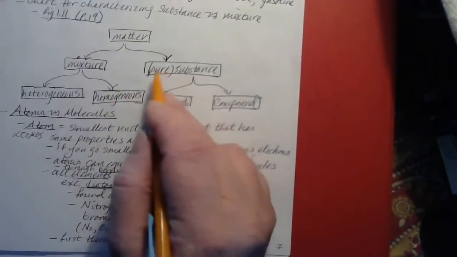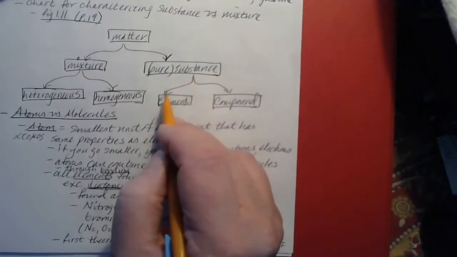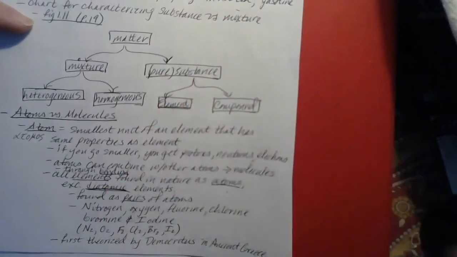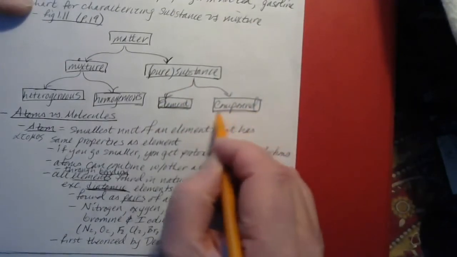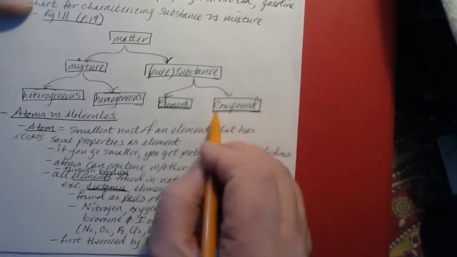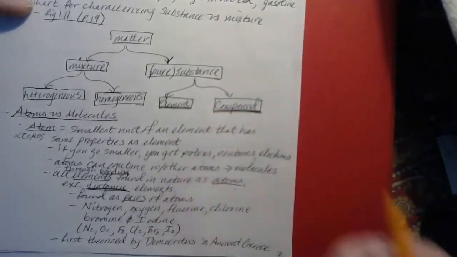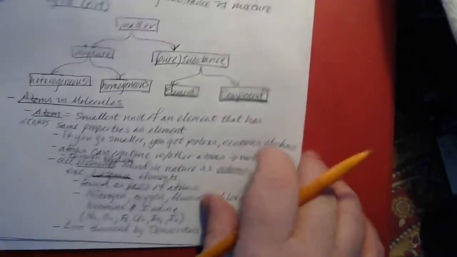For the pure substances, if it's a small, simple substance that cannot be broken down by chemical means into anything smaller or simpler, then that is an element. Also, if it's in the periodic table, it's an element. And if it's a pure substance that can be broken down into smaller, simpler substances through chemical reactions, then it is a compound. Okay, so that's a summary of that. You can look at it in more detail on page 19 if you want to.